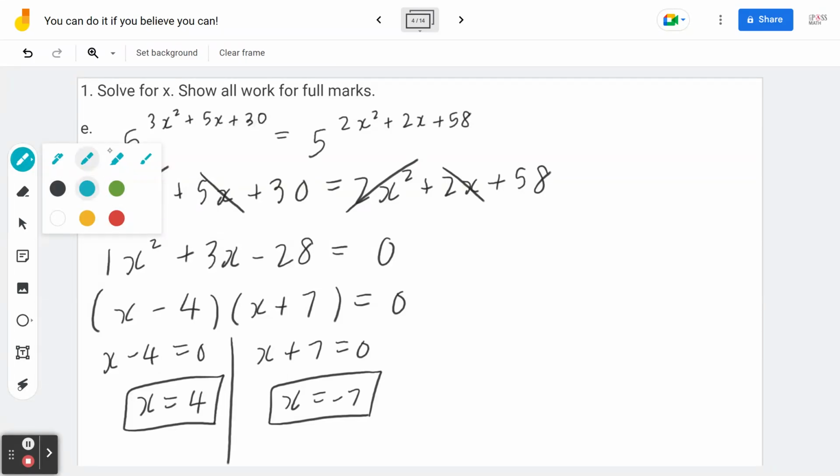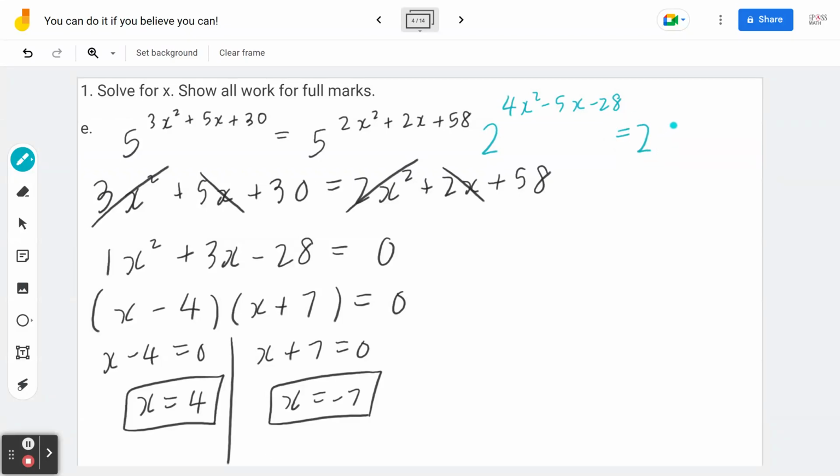Let's give you one more to practice. And here's the question. 2 to the power of 4x squared minus 5x minus 28, which equals 2 to the power of x squared plus x plus 1. Pause the video, try this place. When you press play again, I'll be here.